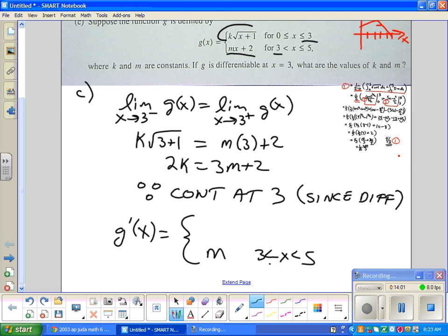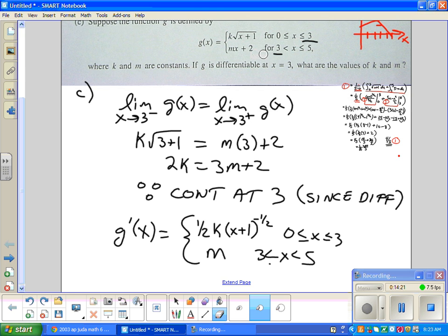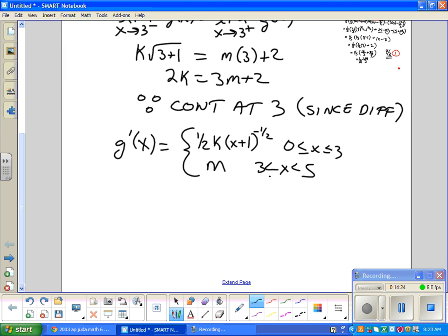It sure helps if you can do this one directly, and maybe you do it over on a piece of scratch paper, okay? I get 1/2 k times x plus 1 to the negative half, and the derivative of x plus 1 is 1, so I don't have to worry about that. And I would write 0 to 3. All right, and I probably wouldn't fill my AP page with it, but I would write this. And then I jump off again. I can set these two equal at 3. So I would write 1/2 k times 3 plus 1 to the negative half equals m. Oh, how pretty is that? And do we agree this is 1/2? So I think we get 1/4 k equals m.